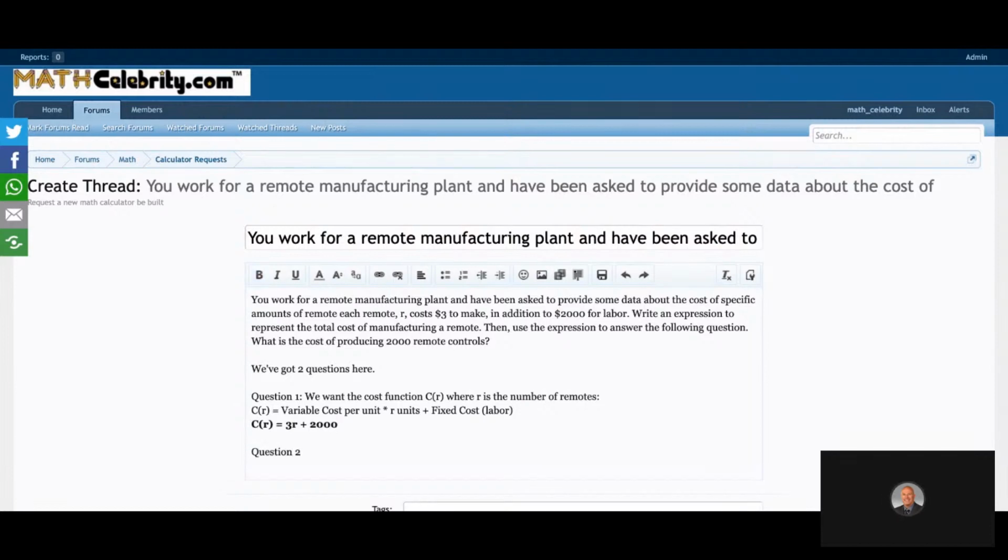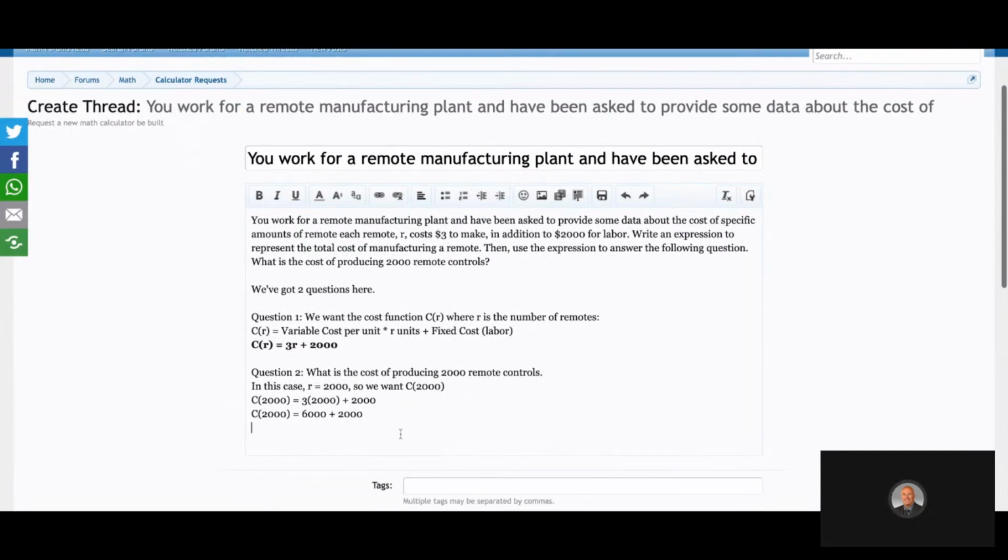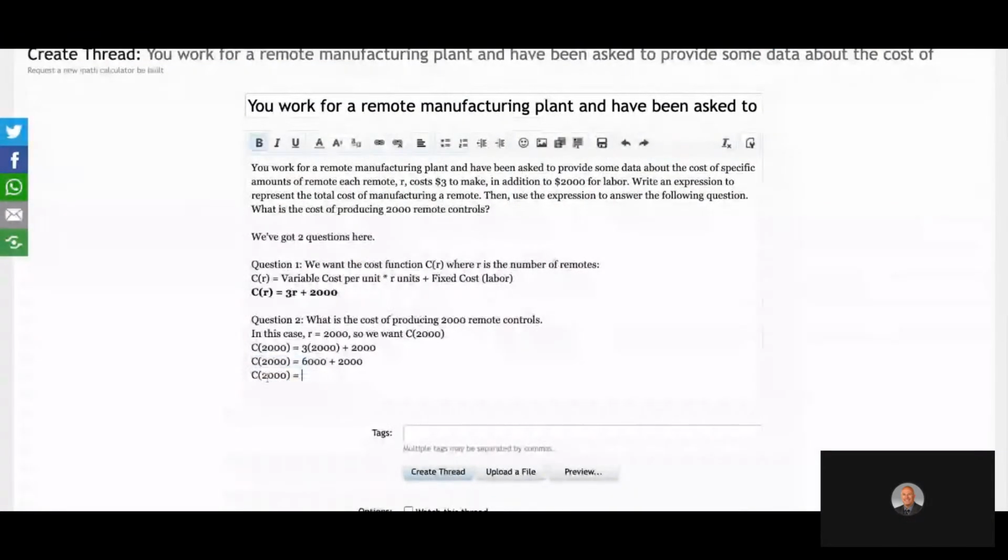So question two, what is the cost of producing 2,000 remote controls? In this case, R equals 2,000, so we want C of 2,000. C of 2,000 equals 3 times 2,000 plus 2,000 from this equation. C of 2,000 equals 6,000 plus 2,000. And C of 2,000 is going to be $8,000.